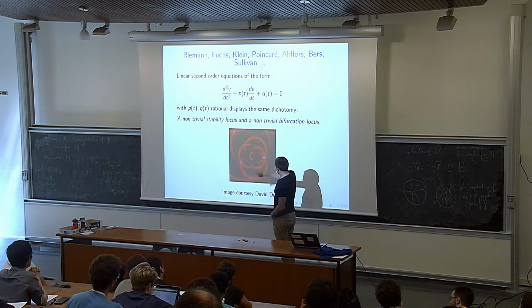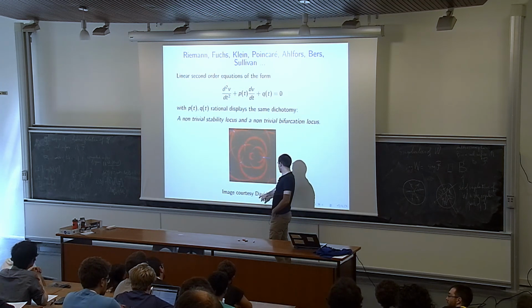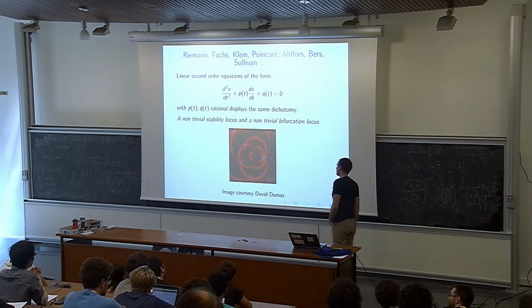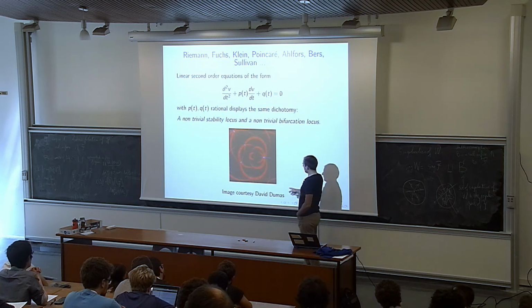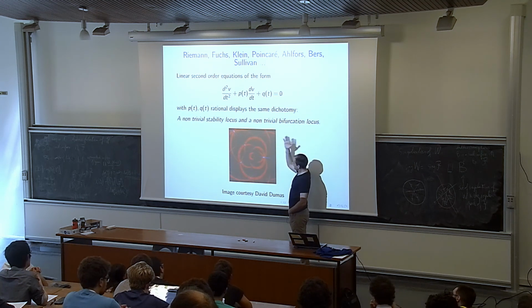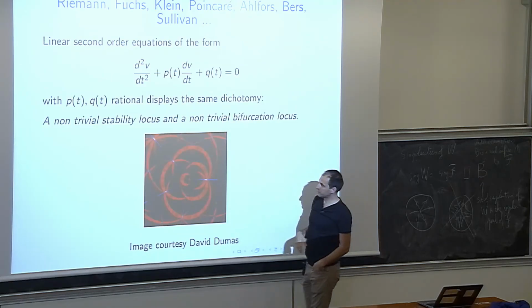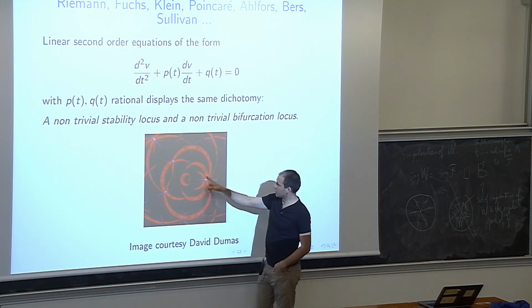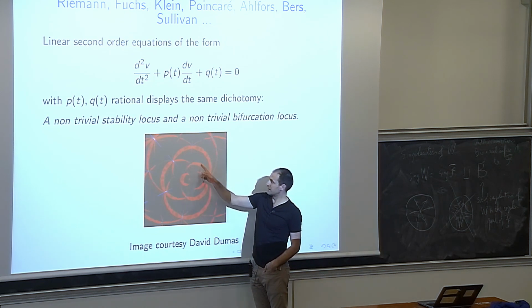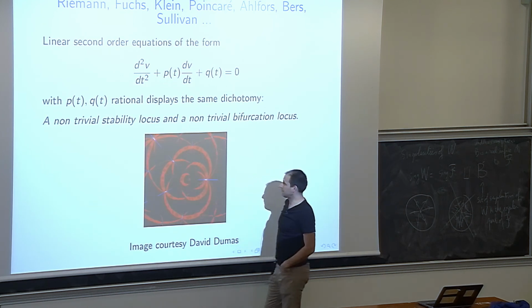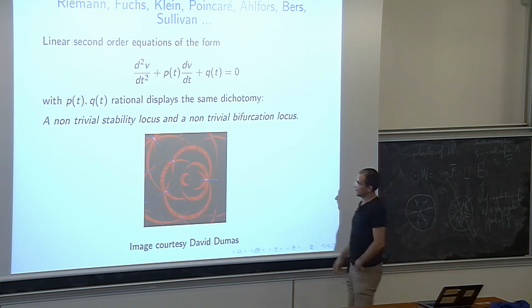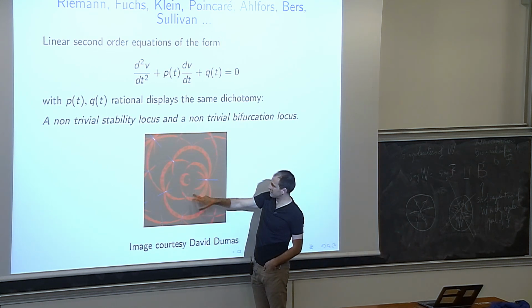There are some pictures that were produced by David Dumas. Here, this is a slice in the PQ parameter space. This is a one-dimensional slice. In red, you see the components where you see stability, which means that the monodromy group is a convex co-compact subgroup of PSL2C. And in black, you see the instability regions.